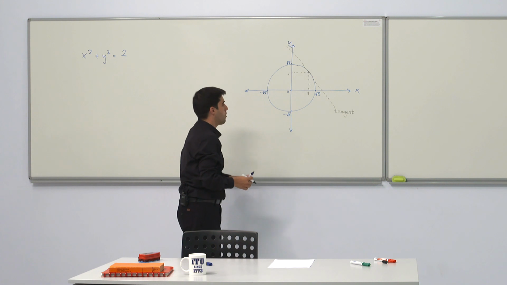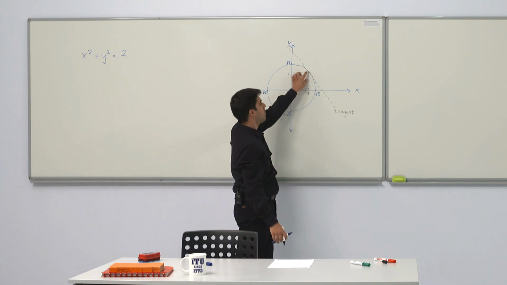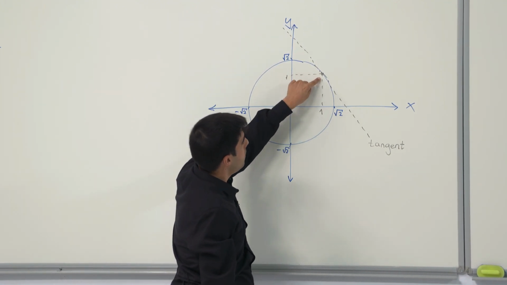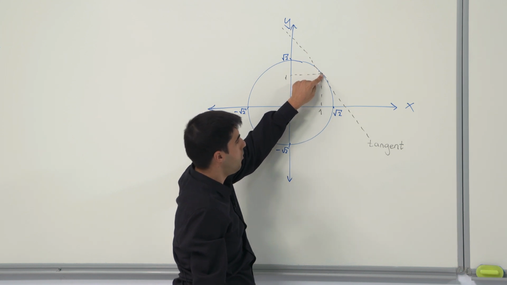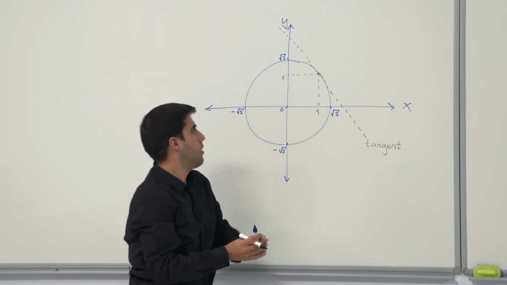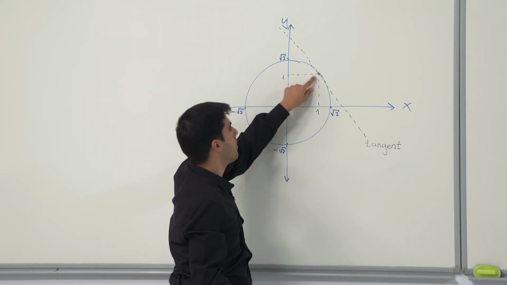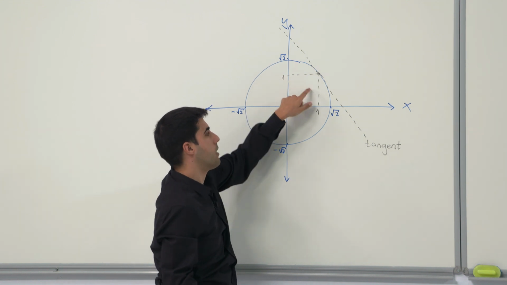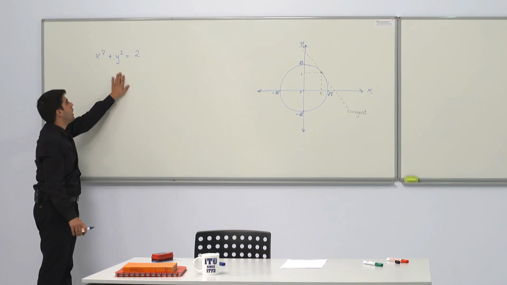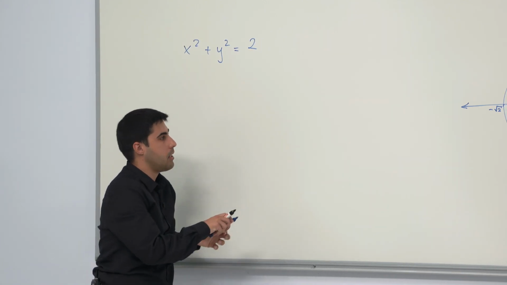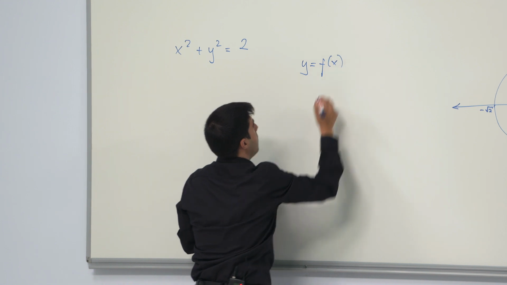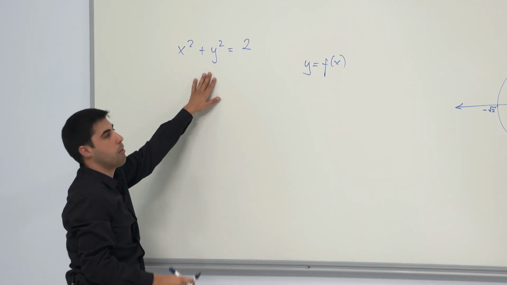Okay? So to find that, we need to find the slope of the tangent line. The definition of the derivative tells us the value of the derivative at this point equals the slope of the tangent line. So what we need is to find the value of the derivative at the given point (1, 1). However, here y is not given explicitly. That means y is not expressed in terms of x. So we don't know y as f of x. Rather, we have an implicit form for y.